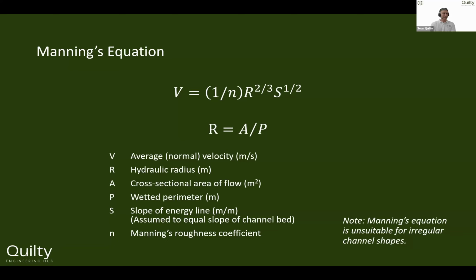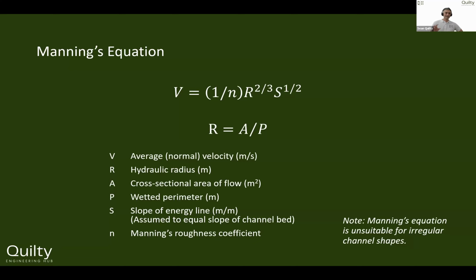So technically with Manning's equation, the slope that we look at is the slope of the energy line. And that gets in a little bit more detail with regards to hydraulic grade lines and that sort of thing. But with the channel design that we use, we can assume that this energy line is equal to the slope of our channel bed. So really, if your channel is at 1%, then your slope will be 0.01. And then Manning's roughness coefficient that we mentioned before.